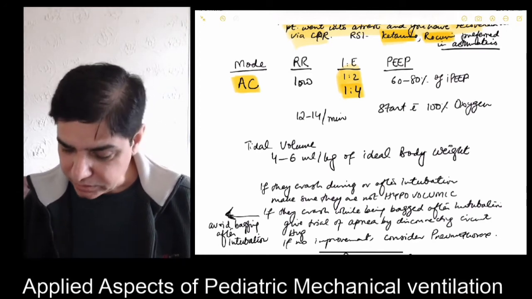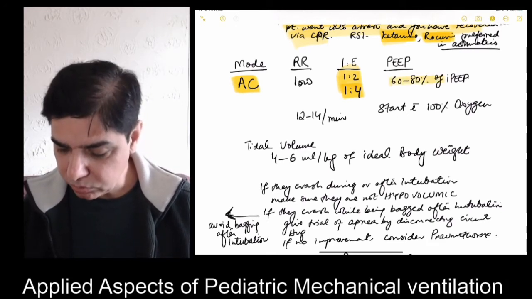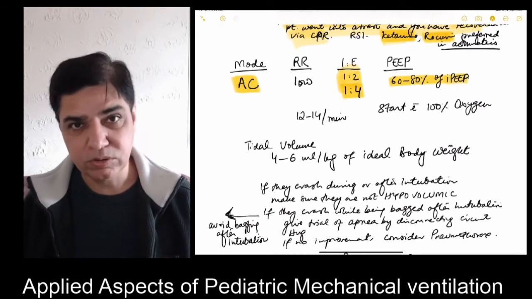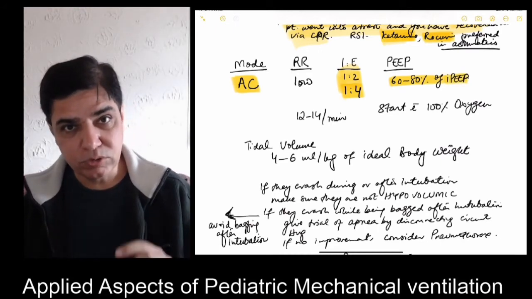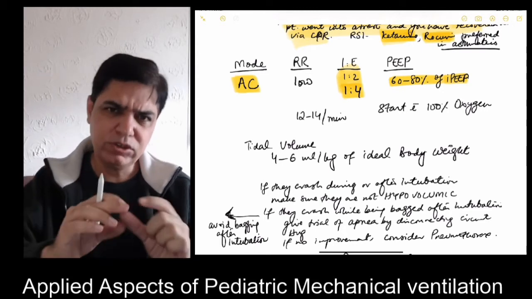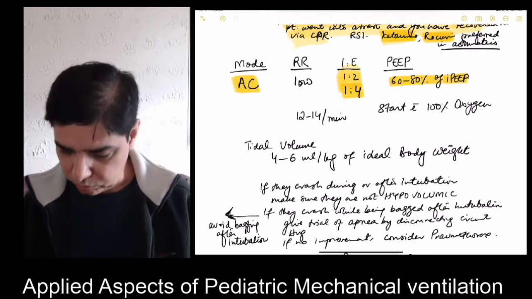And the recommended guideline says that you should keep your PEEP around 60 to 80% of the intrinsic PEEP, because there would be some form of intrinsic PEEP. So you keep your PEEP setting on the mechanical ventilator around 60 to 80%. So you are not going for a very high PEEP, you are going for a low PEEP.